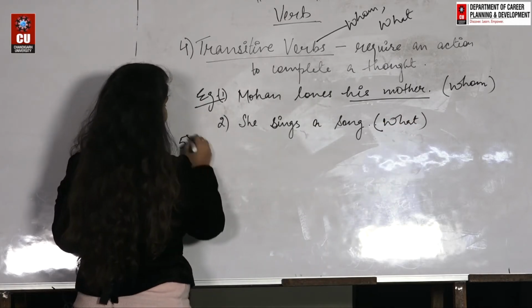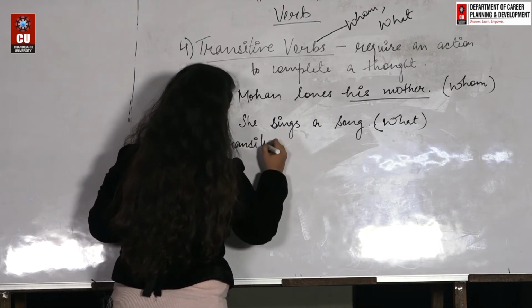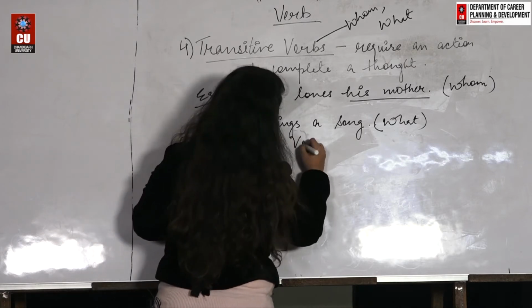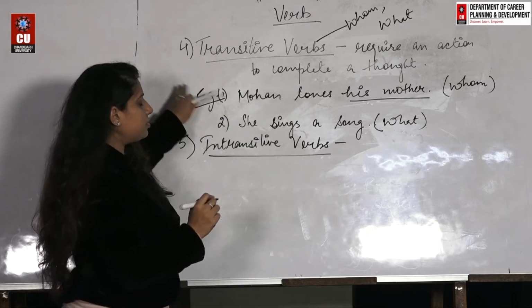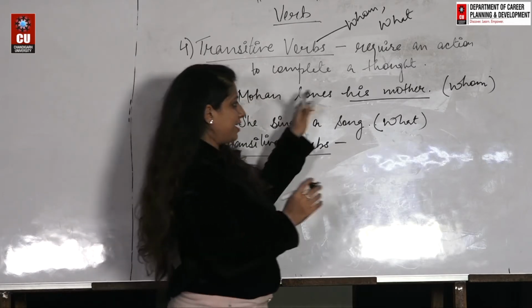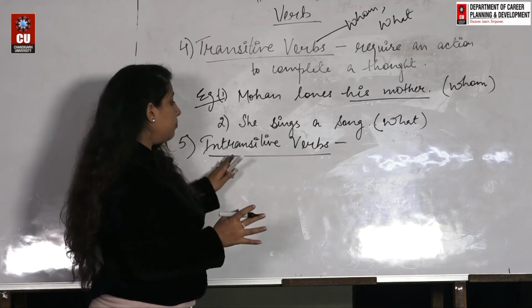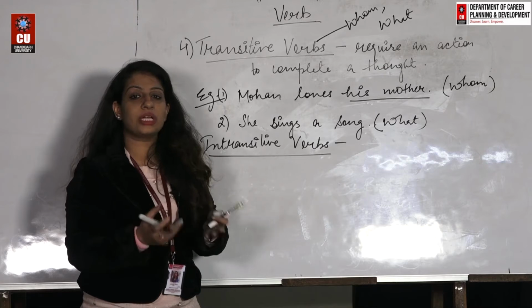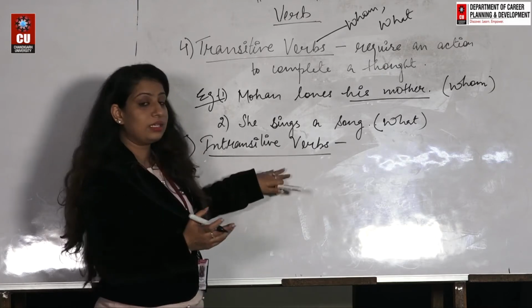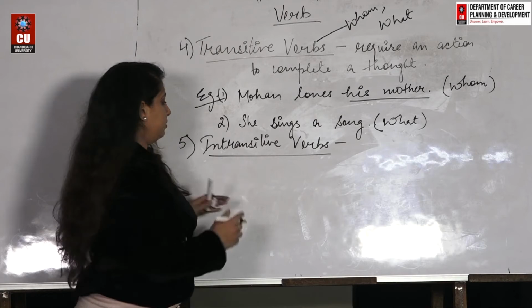Okay. Now the last one is intransitive. So it is just the opposite of this. In this, we don't require an object to complete a thought. Intransitive verbs are the verbs that give us extra detail of something, but the sentence does not solely depend on that particular detail.